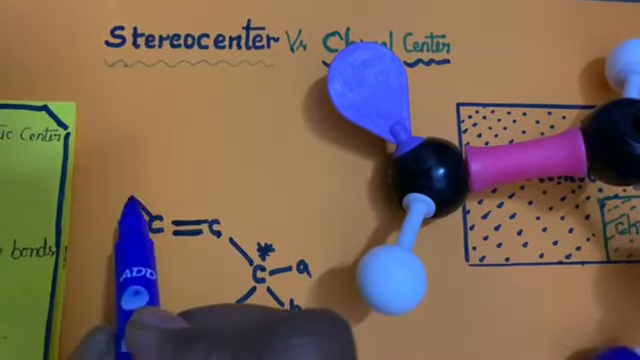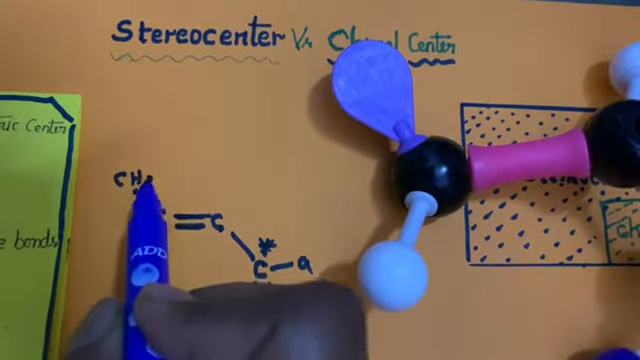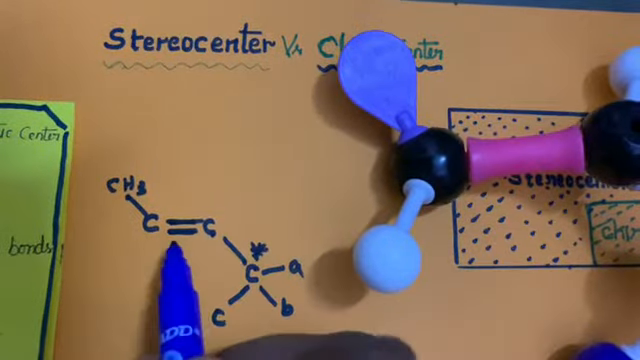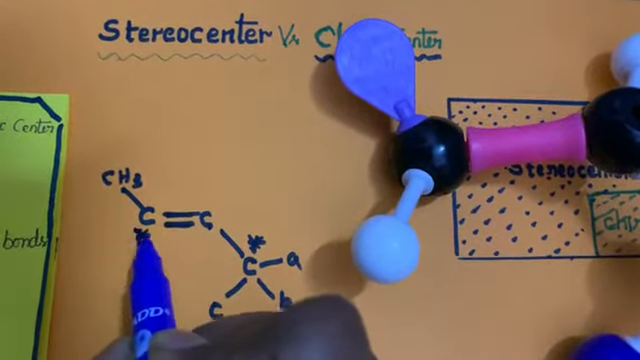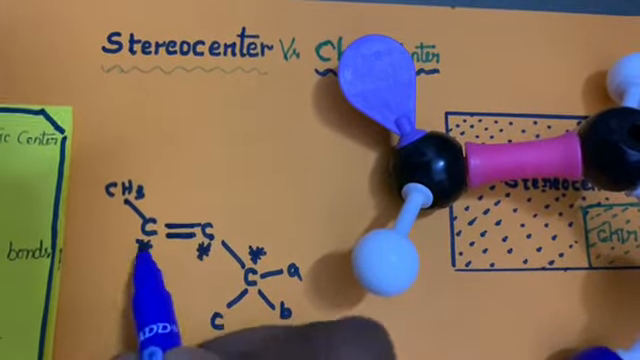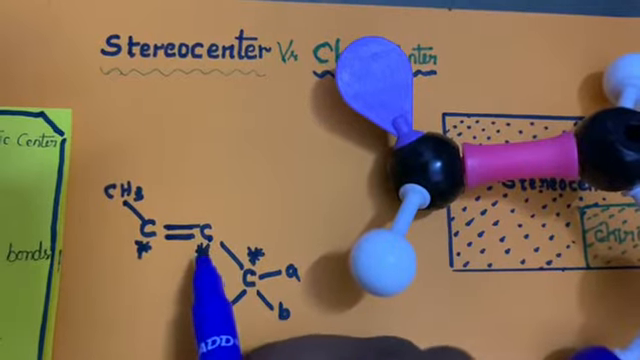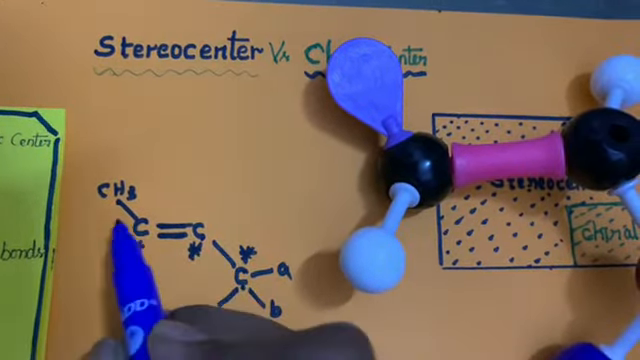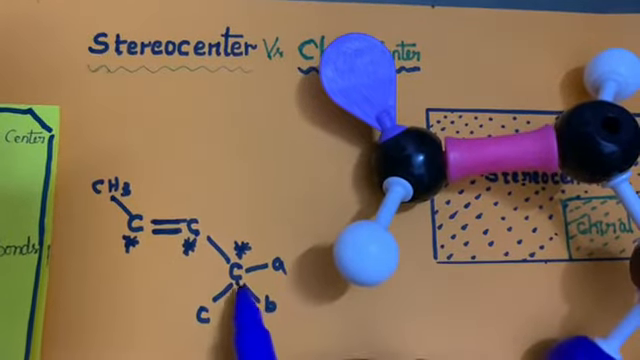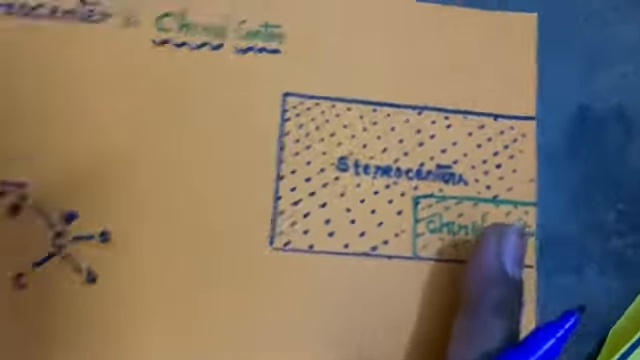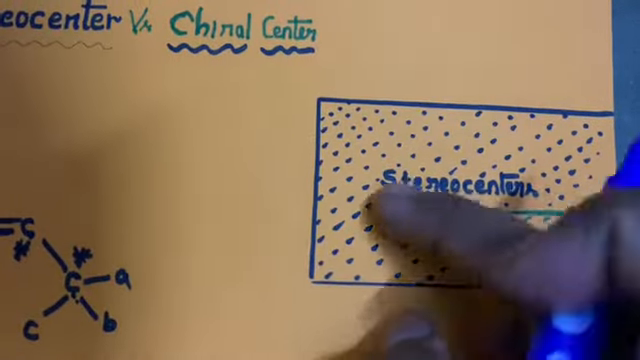For example, if both bulkier groups are trans to each other, then it is the trans isomer. If both are cis to each other, it is the cis isomer. So this is also a center which is producing stereoisomers, which are called stereo centers. What kind of stereo centers? That is, geometrical stereo centers, and this is optical. All three can be considered stereo centers, but only this one is a chiral center. That means this chiral center is a part of the stereo centers.